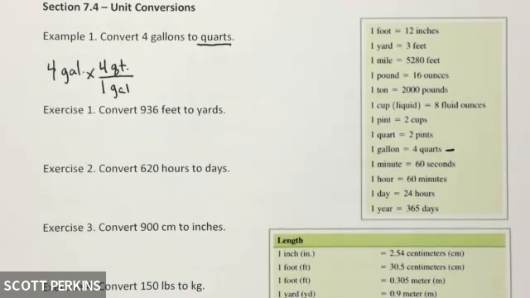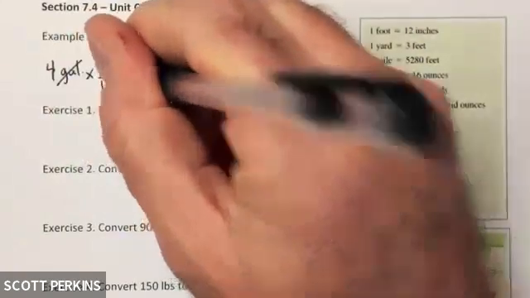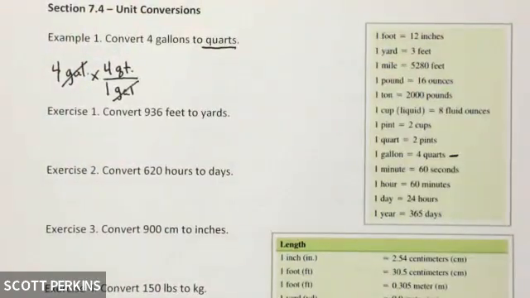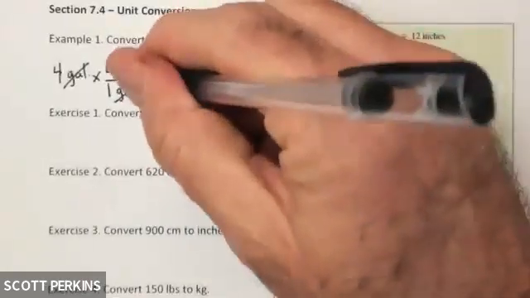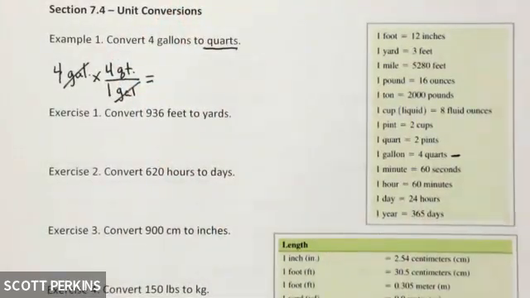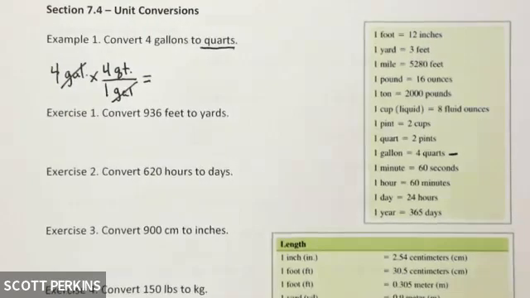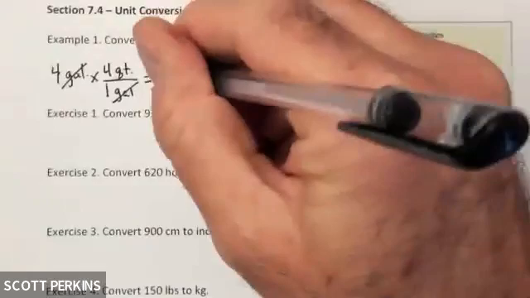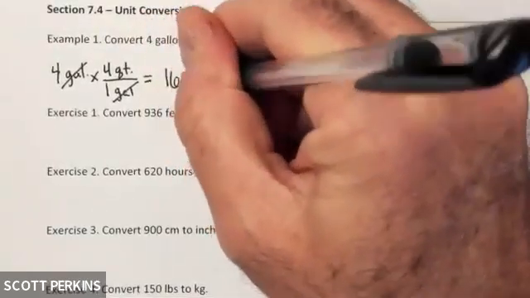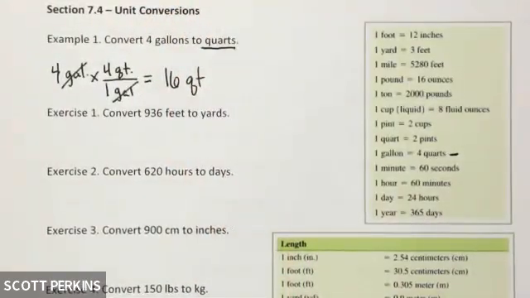And I put the gallons in the bottom intentionally because now gallons will cancel. I've got gallons in the top and gallons in the bottom. I cancel them. They're not around anymore. So then this answers the question definitively without me having to remember any sort of tricks or gimmicks. I am now going to multiply the numbers because they're both in the numerator. So I've got 4 times 4. That means I have 16 quarts. And I'm done with the problem.